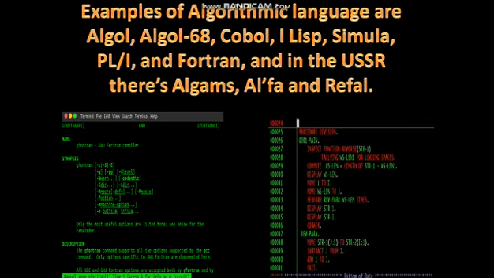Examples of algorithmic language are Algol, Algol 68, Cobol, Lisp, Simula, PL/I, and Fortran. And in the USSR, there's Algams, Alpha, and Refal.